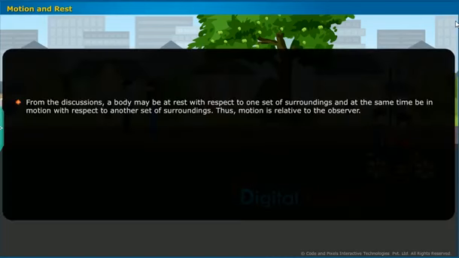From the discussions, a body may be at rest with respect to one set of surroundings and at the same time be in motion with respect to another set of surroundings. Thus, motion is relative to the observer.